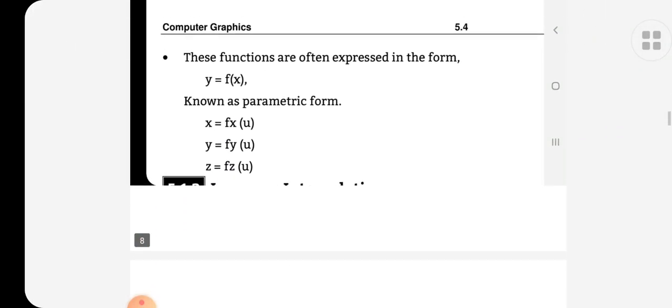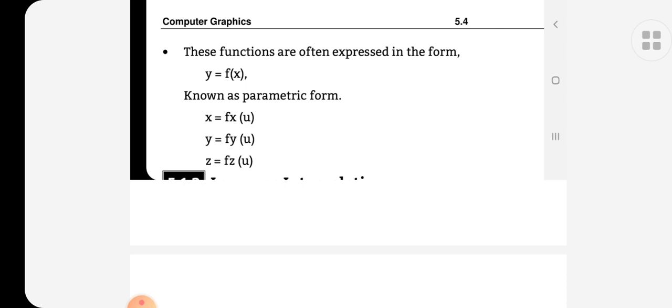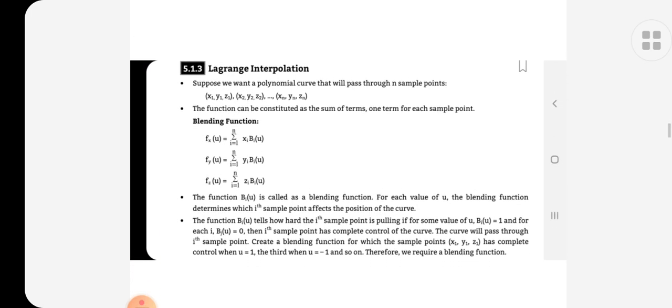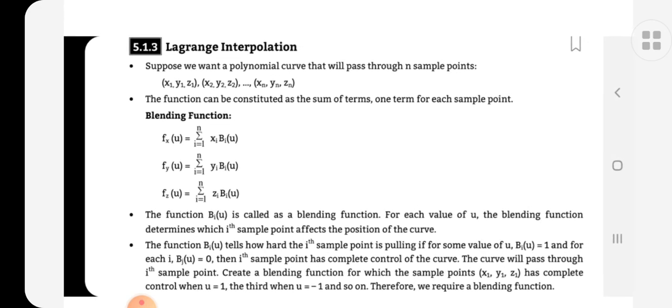Then how to calculate these parameters? The functions are often expressed in the parametric form, where x is equal to fx(u), y is equal to fy(u), and z is equal to fz(u). Then the Lagrange interpolation is here.